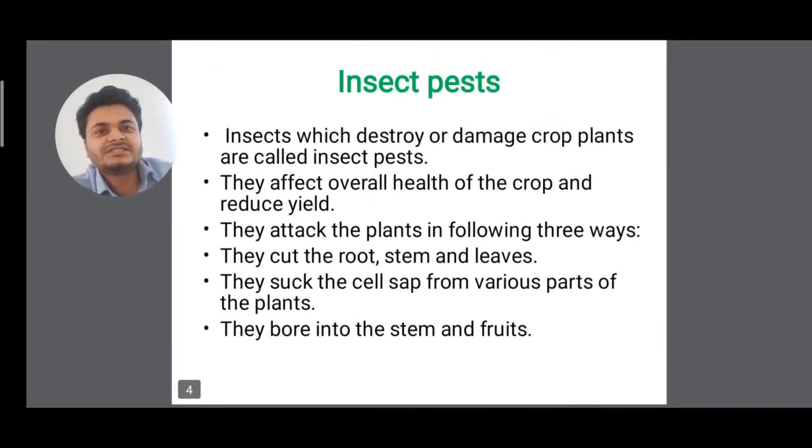Next, what are insect pests? Insects which destroy or damage crop plants are called insect pests. They affect the overall health of the crop and reduce yield. They attack the plant in the following three ways. Number one, they cut the root, stem and leaves. They suck the cell sap from the various parts of the plant, and they bore into the stem and fruits. So these are the three ways that pests or insects affect the plant.